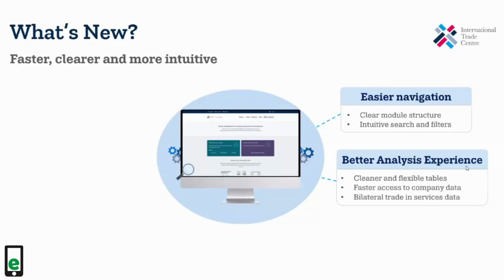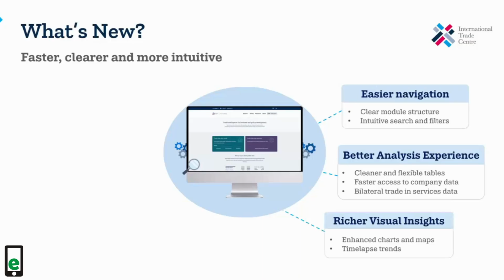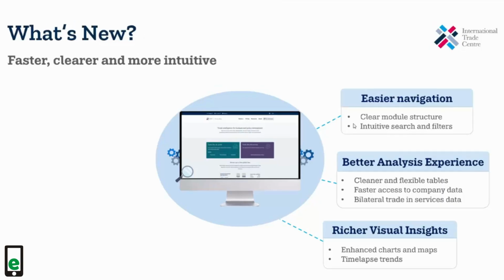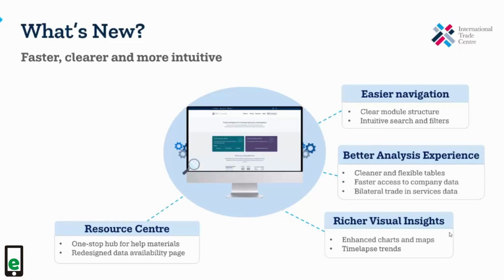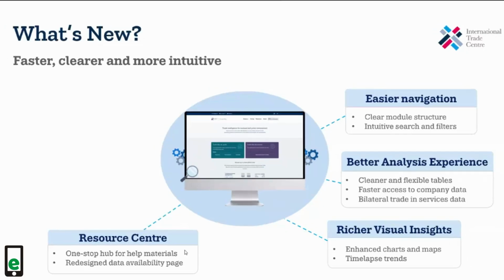The analysis experience is also better, more clean and flexible. Tables are there, and faster access to company data. Bilateral trade in services data is also available, which is new. It also has richer visual insights, enhanced charts and maps. We also saw the time lapse feature, which shows the trends. In addition, you also saw the resource center, which is the one-stop hub for help materials.